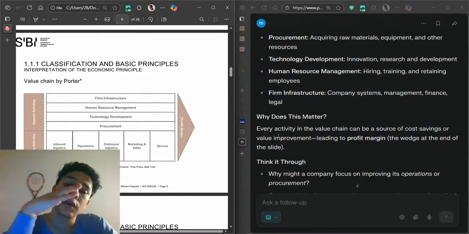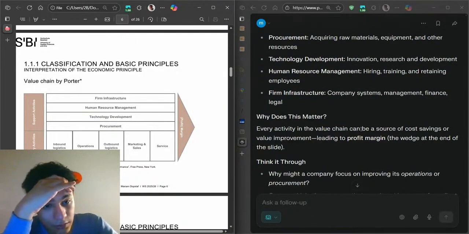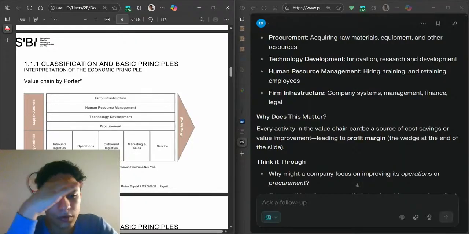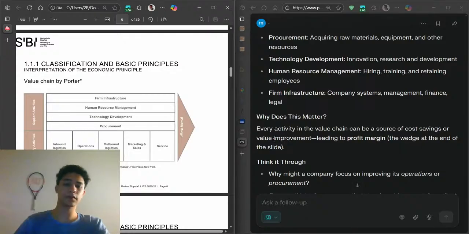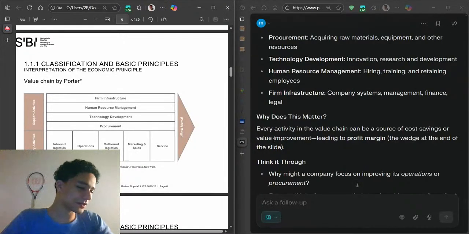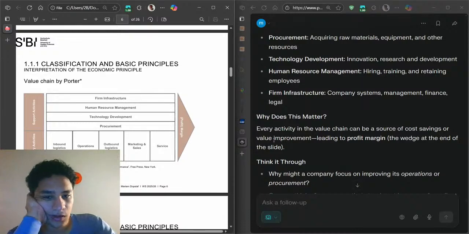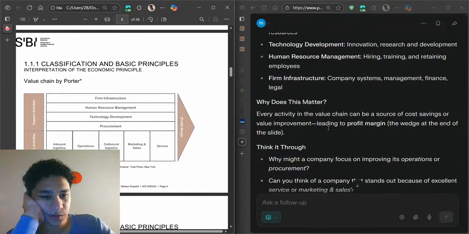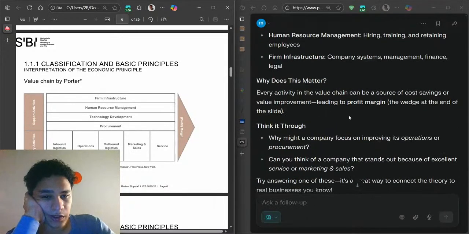Why does this matter? Every activity in the value chain can be a source of cost savings or value improvement, leading to profit margin. Think it through. Why might a company focus on improving its operations or procurement?